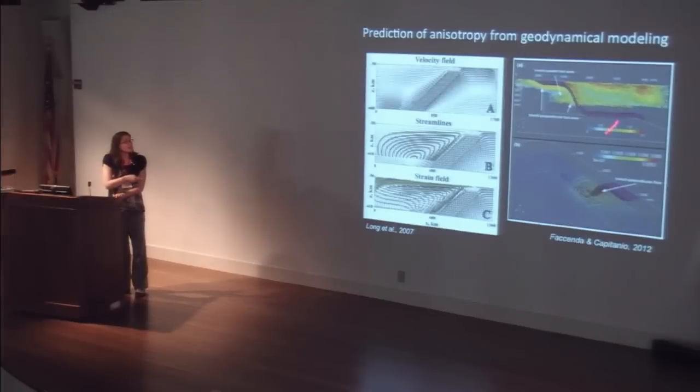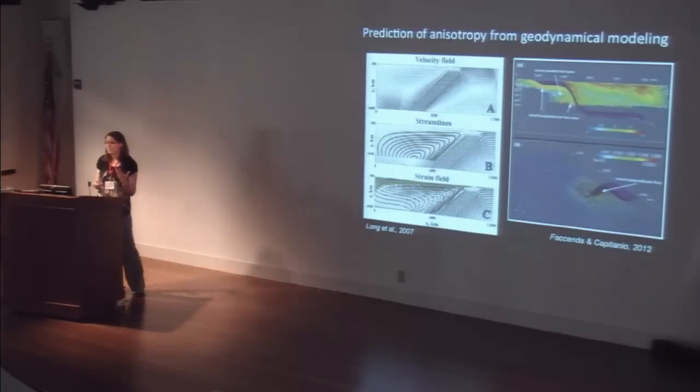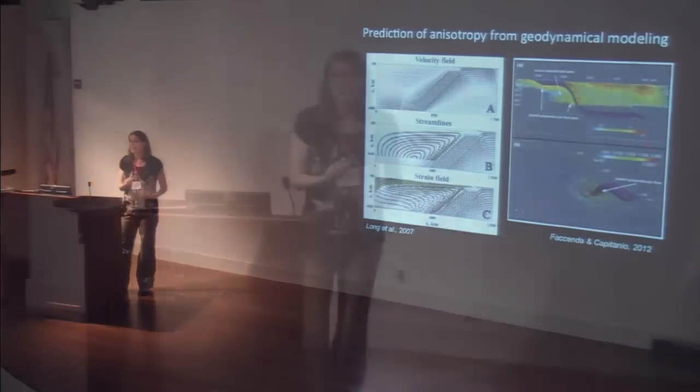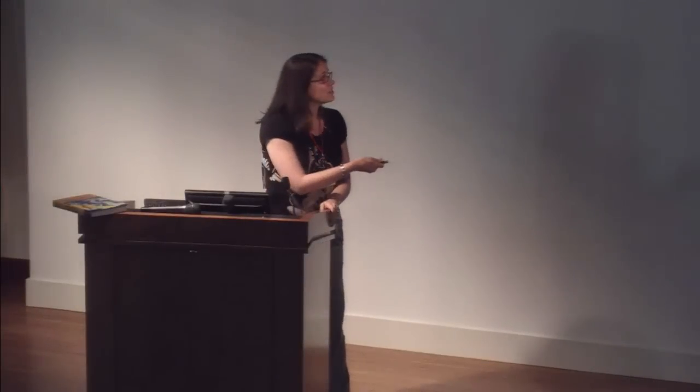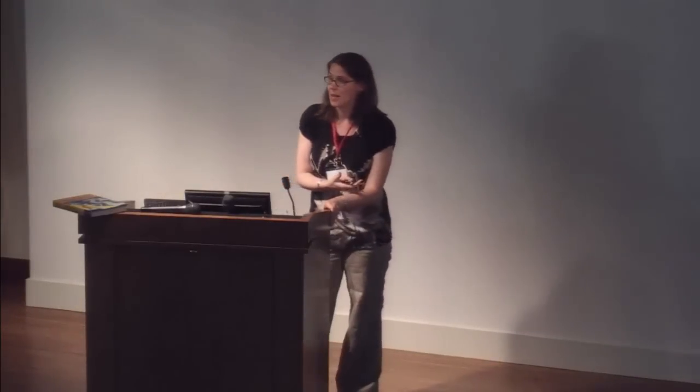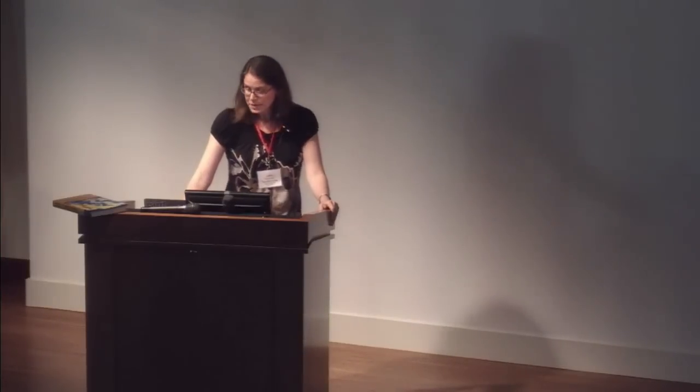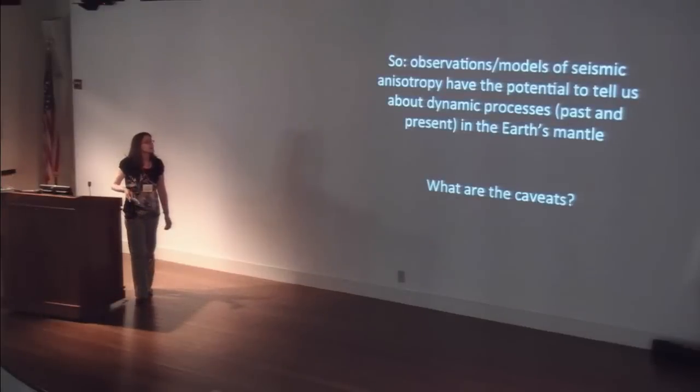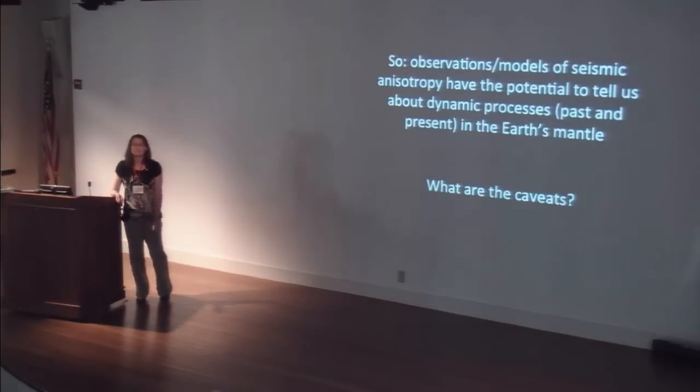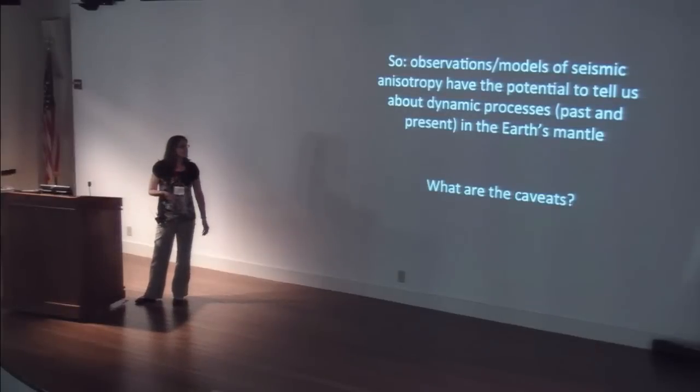I don't have time to go into much more detail than that, but I did just want to make the point that a very important tool is to use the predictions of geodynamical models for different processes and then compare the predictions that these models would make about anisotropy to observations that seismologists can make. So I hope I've convinced you that observations and models of seismic anisotropy do have the potential to tell us about dynamic processes, both past and present, in the Earth's mantle.